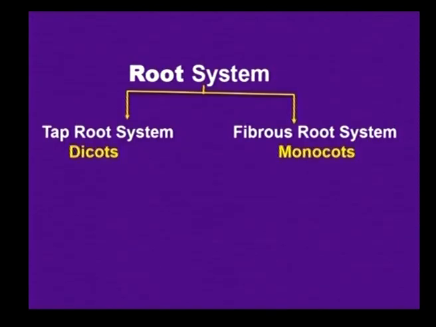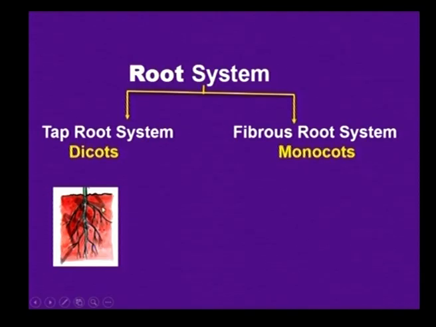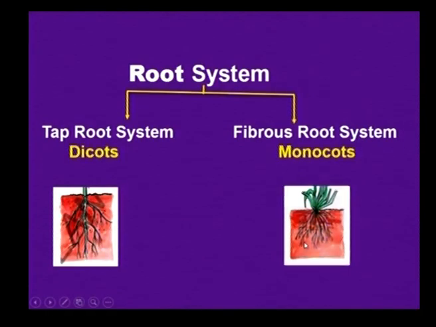Is the root system same in all the plants? There are two types of root system. Taproot system, which is seen in dicots, and fibrous root system. Observe the taproot system in dicots. Here a thick main root is present and some lateral roots are present. This is seen mainly in dicots. And we can see fibrous roots in monocots. All the roots arise from the base of the plant. There is no main root.